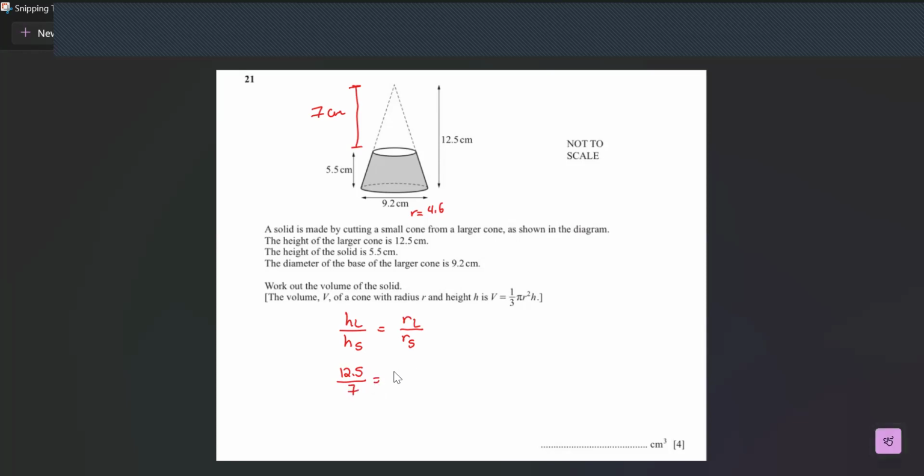What is the radius of the larger? 4.6. From here I can get the radius of the smaller. Yes, so the radius of the smaller will be 7 times 4.6 divided by 12.5, which equals 2.576. Done for now. Now I can get the volume of the small cone.